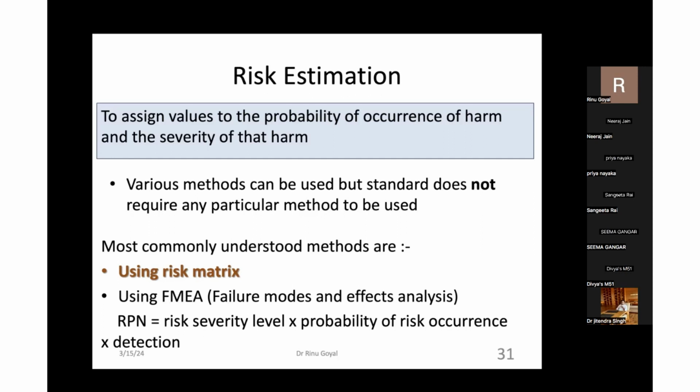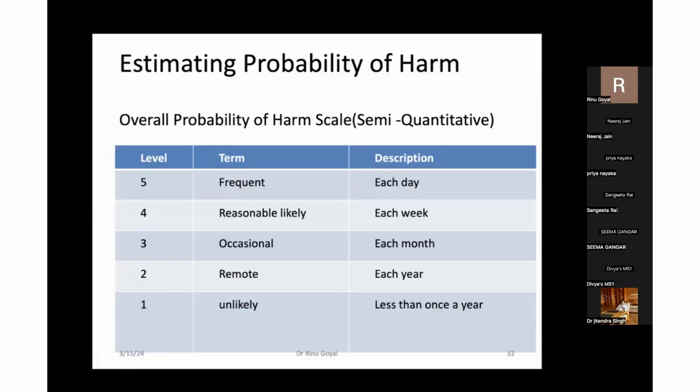And there is one more which we have learned earlier also, FMEA, failure mode analysis. Failure mode analysis gives us the RPN, the risk priority number. So I will just go there.